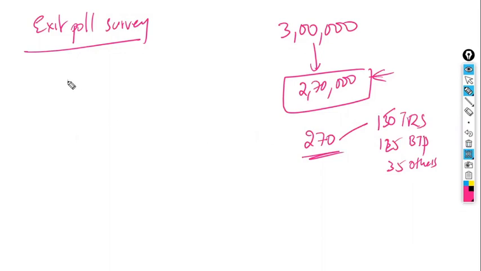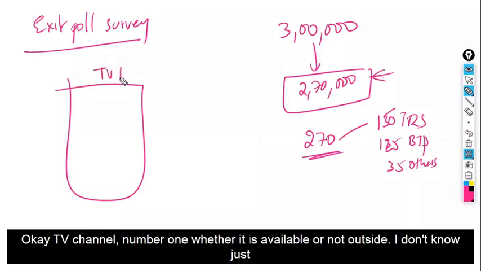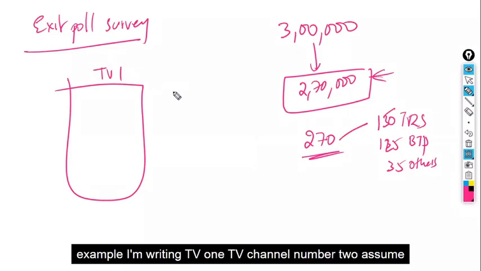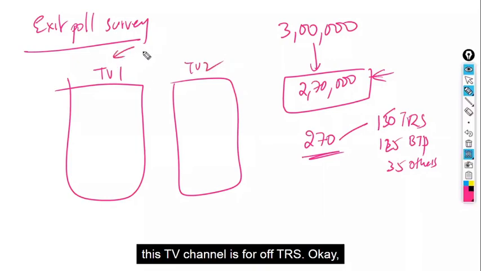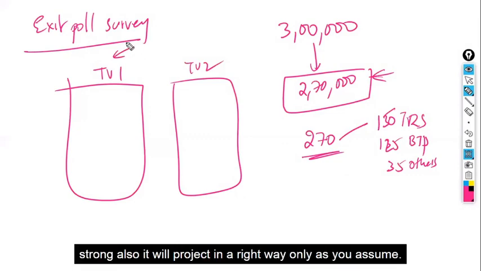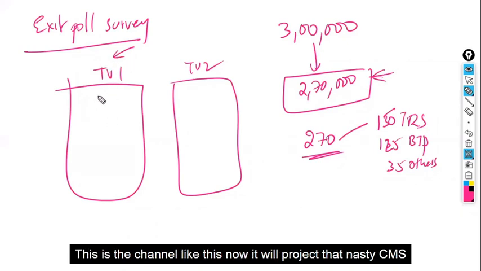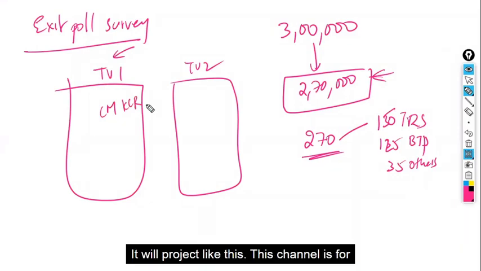Now each TV channel, this TV channel number 1, whether it is available or not also I don't know, just example I am writing, TV 1, TV channel number 2. Assume this TV channel is for TRS, okay, and whatever TRS does wrong also, it will project in a right way only. Assume this is the channel like this. Now it will project that next CM is KCR only. It will project like this.